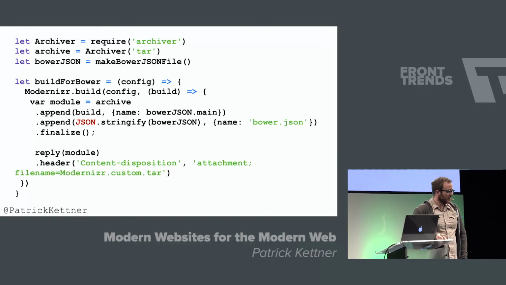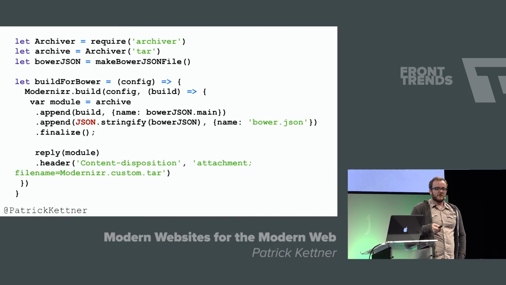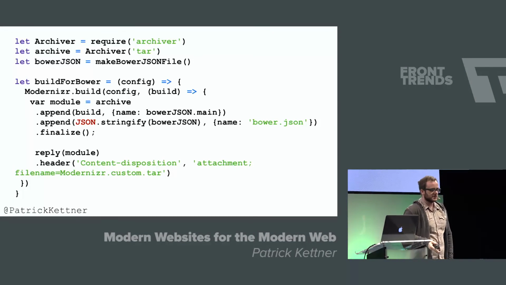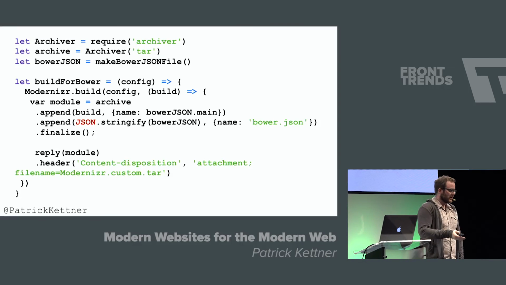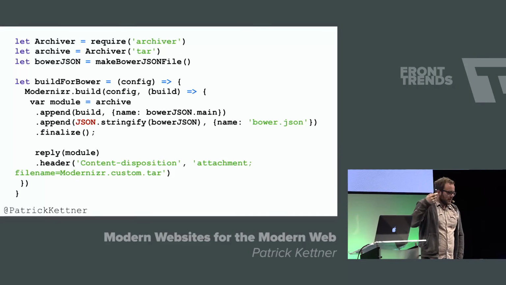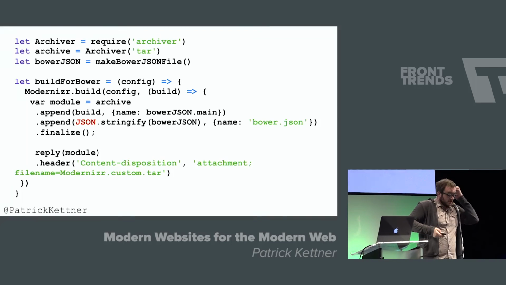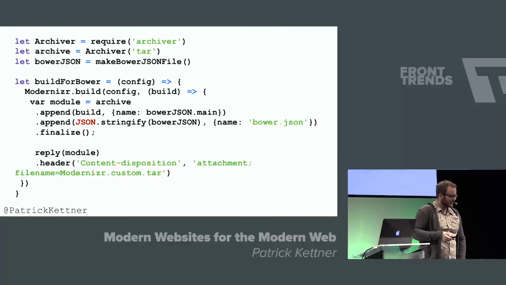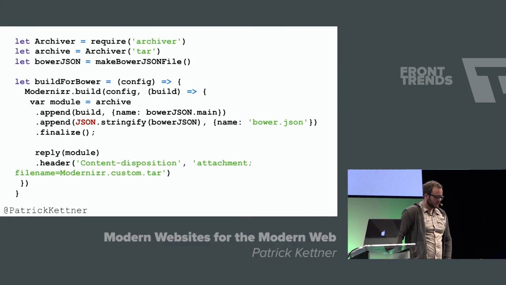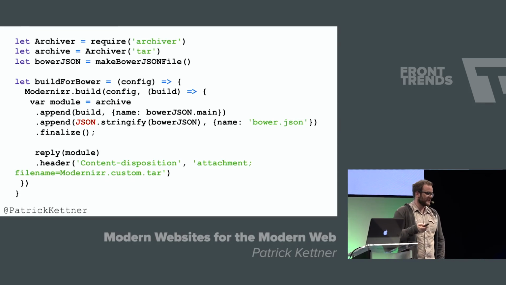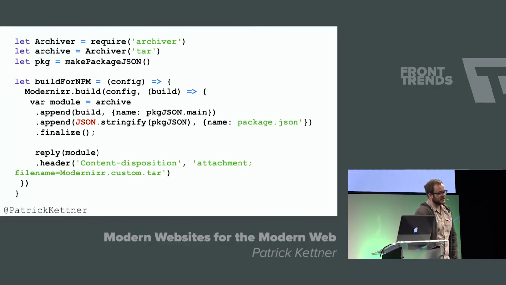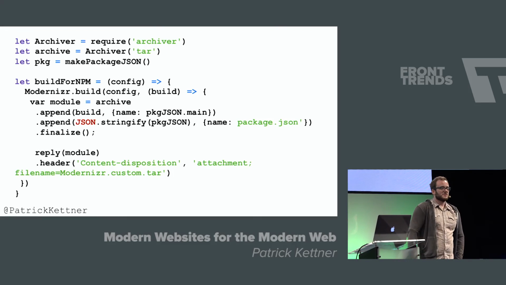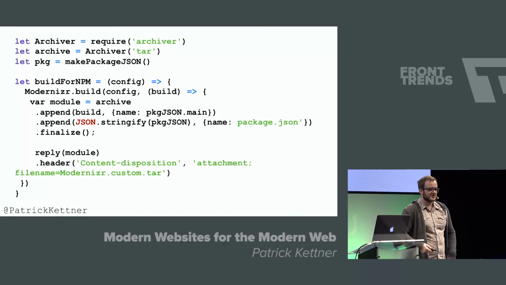In order to get the Bower API, it's pretty straightforward. We have our archiver module, which is a node module that generates gzip or tar archives. Then we do modernizr.build on it. We pass in the bower.json file, and we give it the name, and then we reply with a big tar file, and it works. That was all we had to do. It was like 15 lines of code. NPM was almost the exact same thing, except bower.json is different from package.json, and so we had to tweak that a little bit.